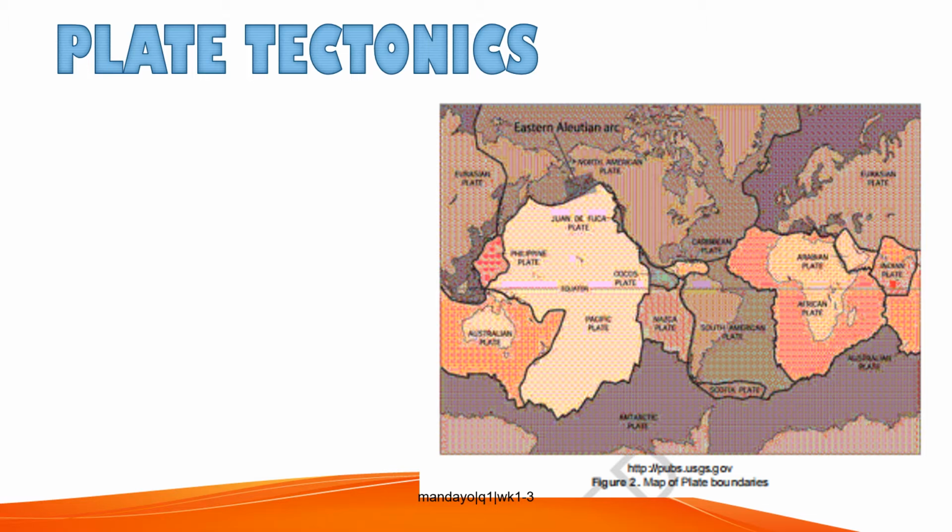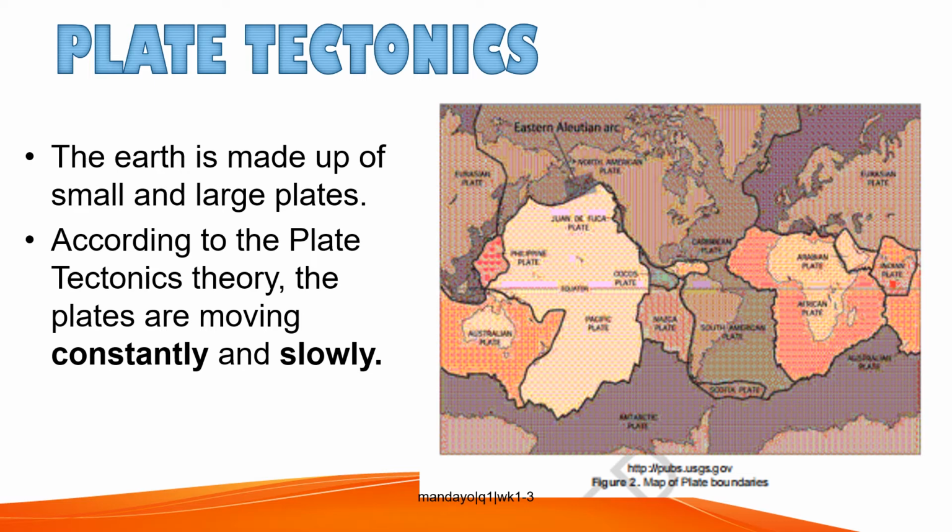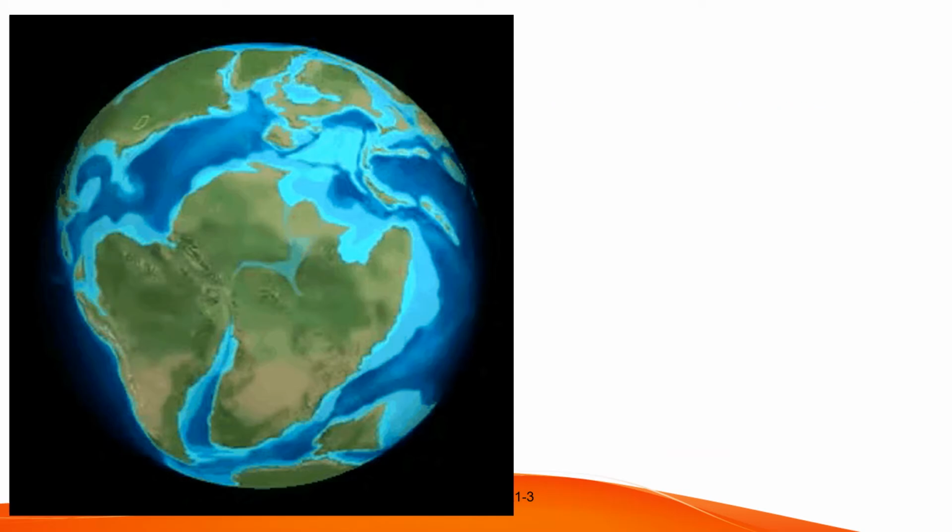In the picture are the plates that compose the Earth's surface. The Earth is made up of small and large plates. According to the plate tectonics theory, the plates are moving constantly and slowly. Let us take note here of the two important words, constantly and slowly, meaning the movement of the plates still happens in the present.